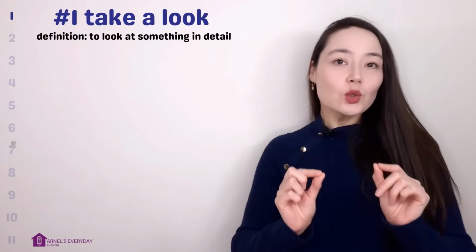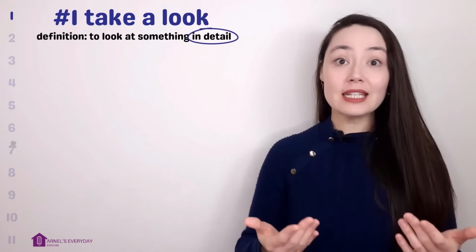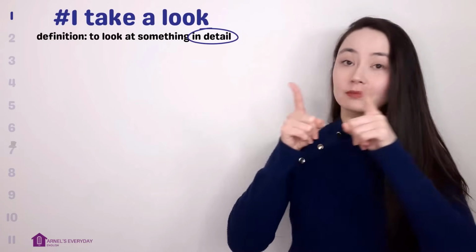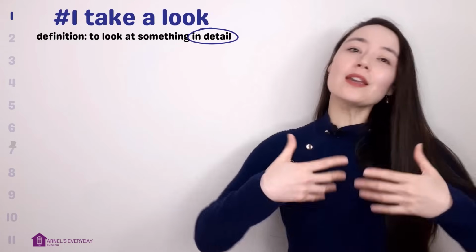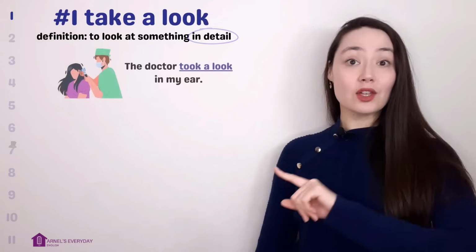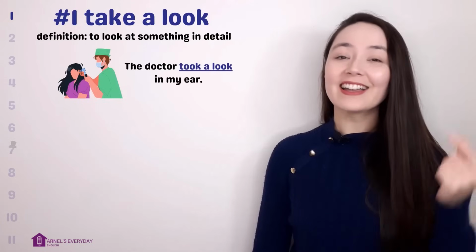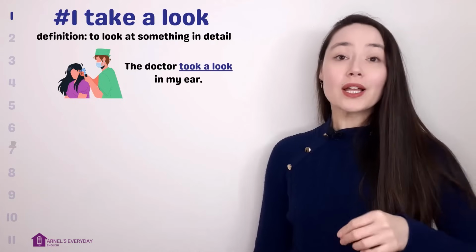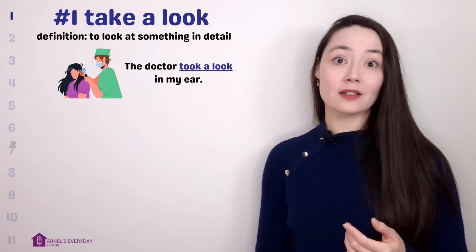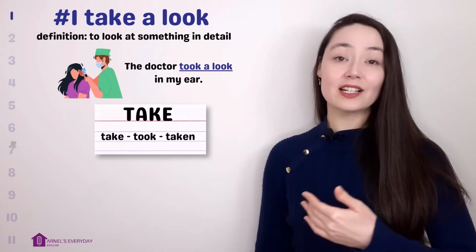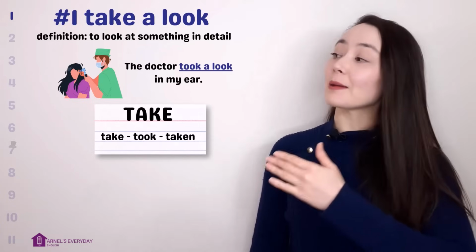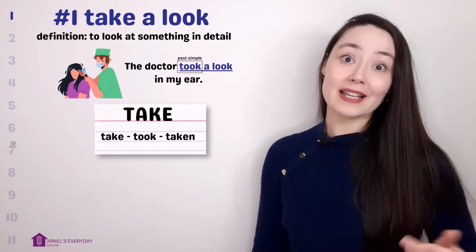Definition: you look at something in detail. So I'm not talking about a quick look. You're looking for details. You're really paying attention. The doctor took a look in my ear. Let me just quickly remind you of the verb forms. Take, took, and taken. So in this sentence, I'm using took because I want the past simple.